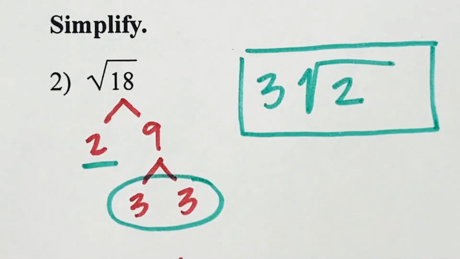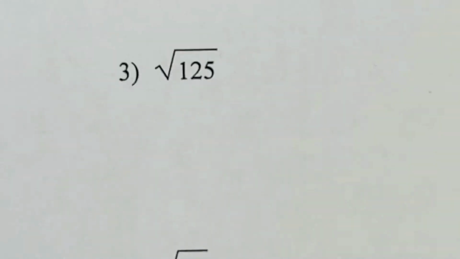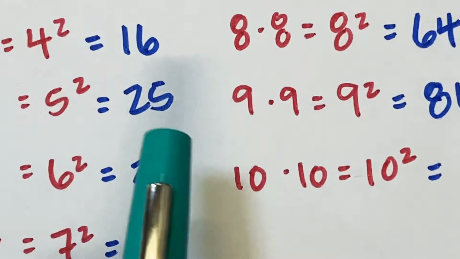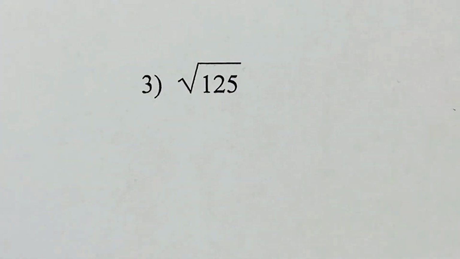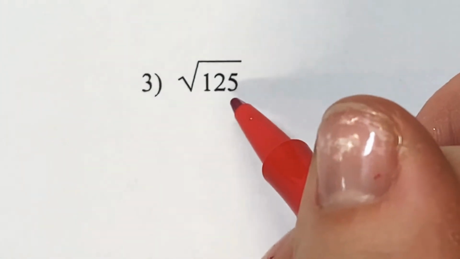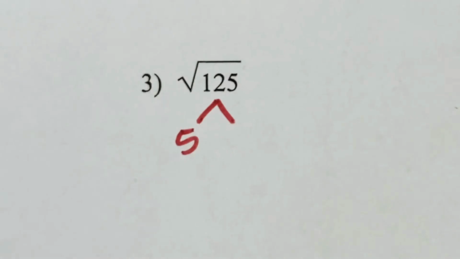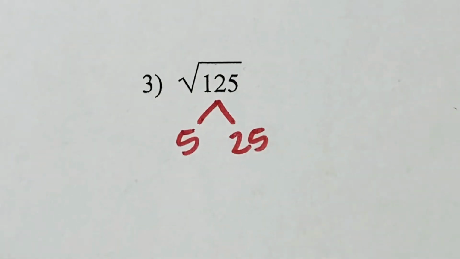Okay, awesome. Let's look at number 3. So the square root of 125. Okay, 25 is one of our numbers in blue, but not 125. Okay, but that might actually help us in a second. So remember 25. Okay, so I need to break down 125. I know that 125 ends in a 5, so I can divide it by 5, right? So if I divide this by 5, I get 25.